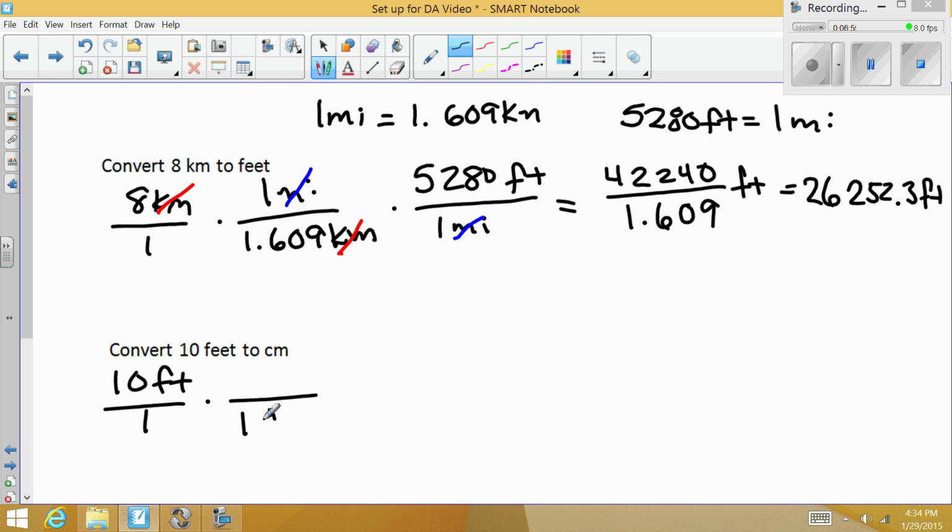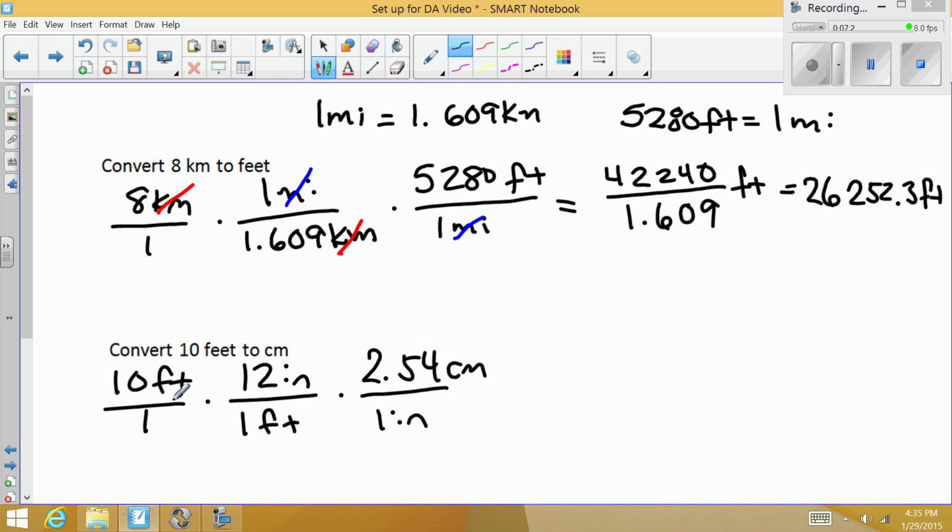So I'm going to use 1 foot is 12 inches. That will remove my feet. And then for my, well, that's one I think we probably all know, but it's on your conversion sheet. And then also on our conversion sheet is that 1 inch is equal to 2.54 centimeters.